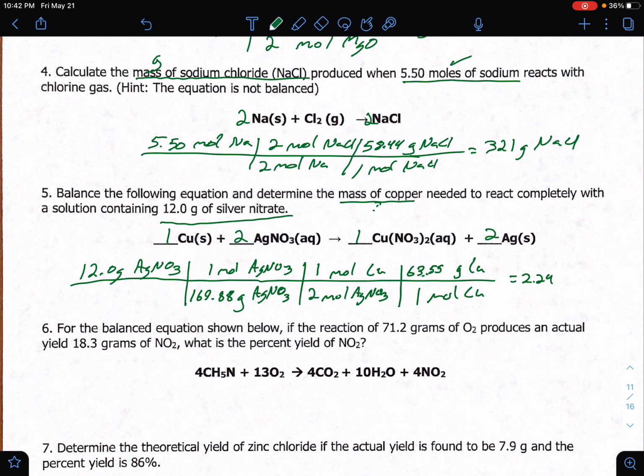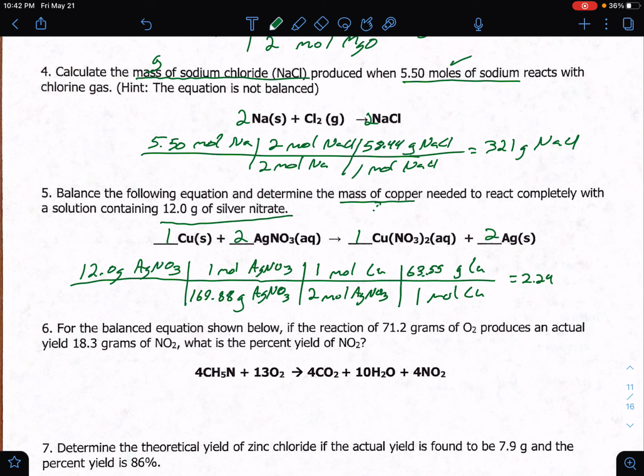Number 6, for the balanced equation shown below, if the reaction of 71.2 grams of O2 produces an actual yield of 18.3, what is the percent yield of NO2? So I was given actual grams of NO2. Okay, so that's my actual. In order to do percent yield, which is actual over theoretical, I need to have theoretical.